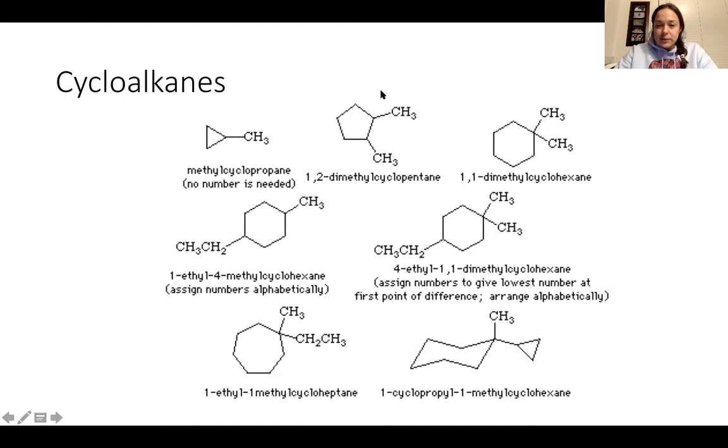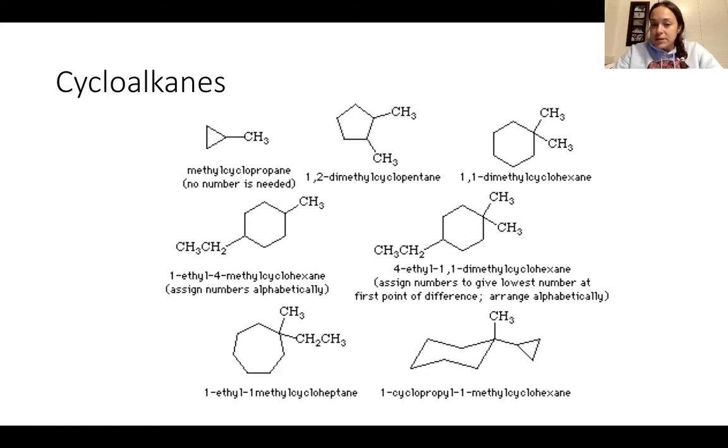All right, let's look at this one. So again, our longest chain is these 5 in a ring. So 5 has the prefix of pent. They're all single bonds, so it has an ane ending. Since they're in a circle, we're going to put the word cyclo out in front. So cyclopentane becomes our root parent name. We have these 2 substituents out in front. Notice they're both made from 1 carbon, so that's a methyl. That's our alkyl group. It's called a methyl group.